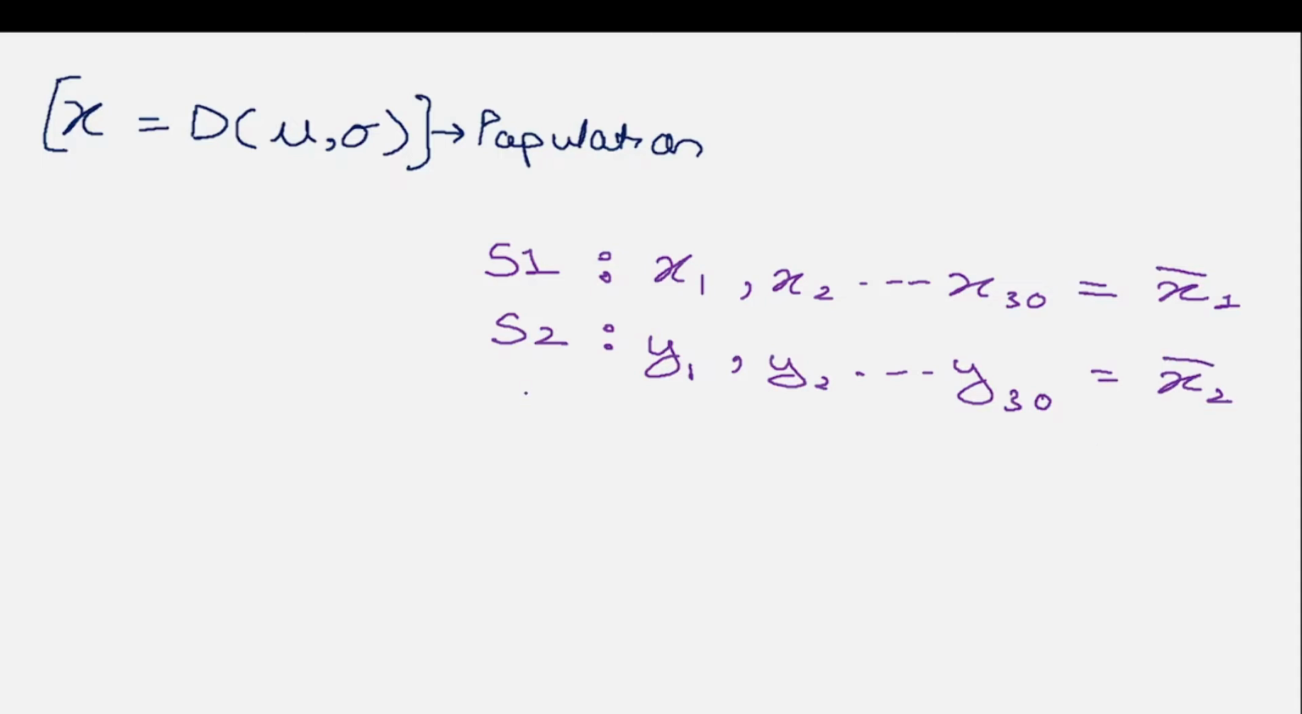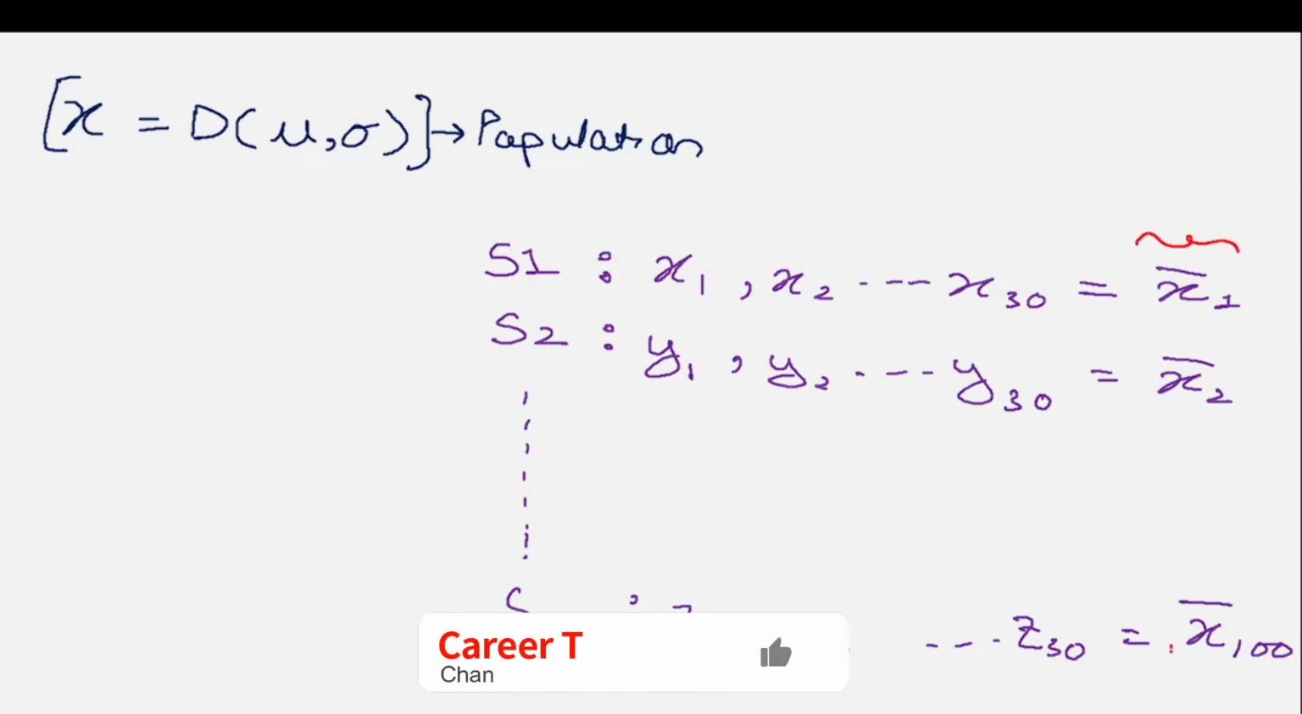In the same way, I take enough samples, say 100 samples. This sample as well contains 30 data points selected randomly from the population X. Say the data points are Z1, Z2 up to Z30, and it has a mean equal to X100 bar. Now I get another data set containing all the sample means, and hence it has 100 elements.